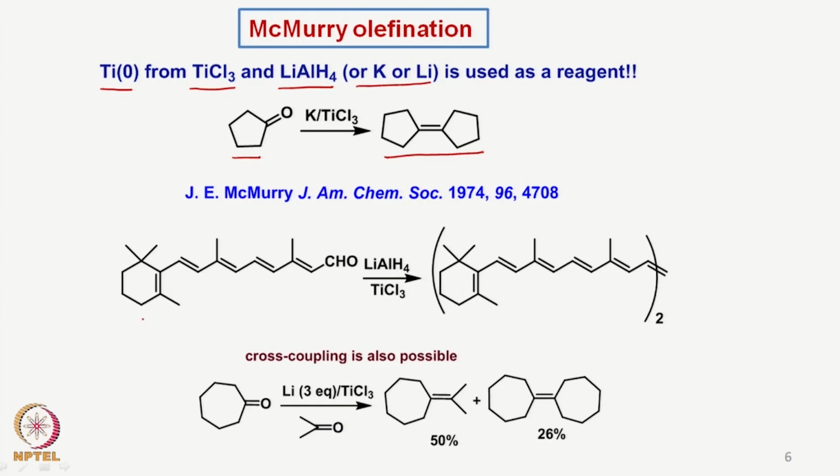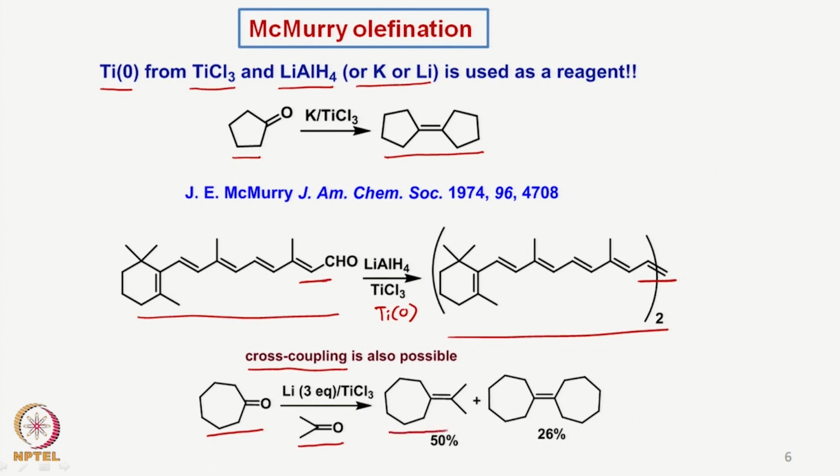For example, we can also take an aldehyde. Even if it is an alpha beta unsaturated aldehyde, it undergoes coupling and forms such a large molecule very readily by using this titanium 0 derived from titanium trichloride and lithium aluminum hydride. It is also possible that we can conduct a cross coupling. That means we take, say for example, cycloheptanone and we take acetone, and we use say lithium and titanium trichloride. What they have observed is of course a formation of this type of cross coupled product.